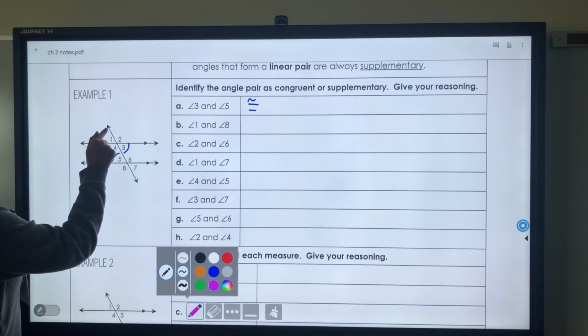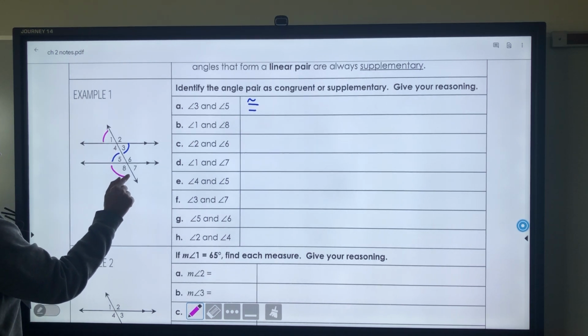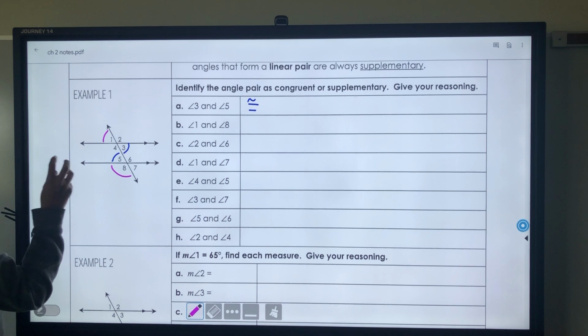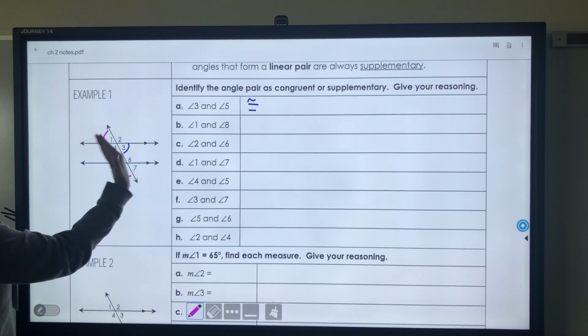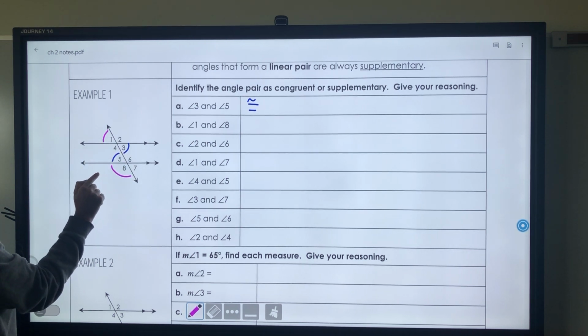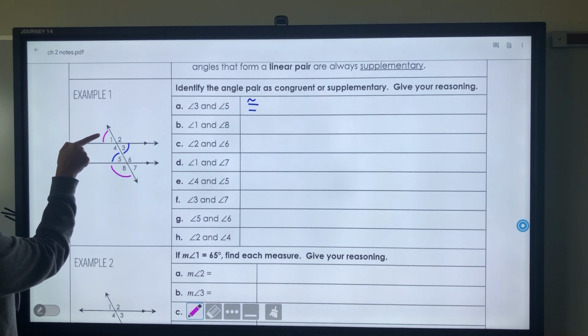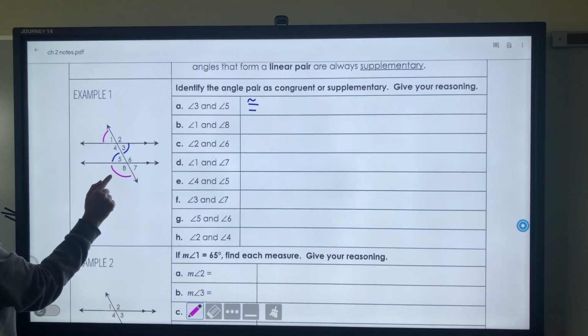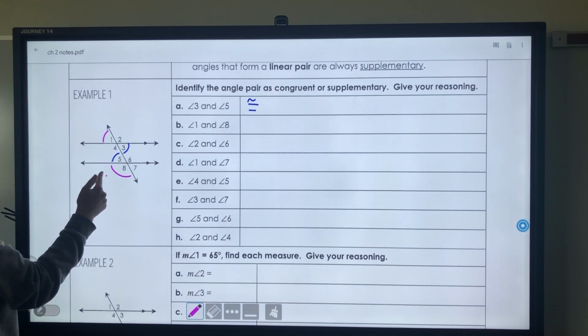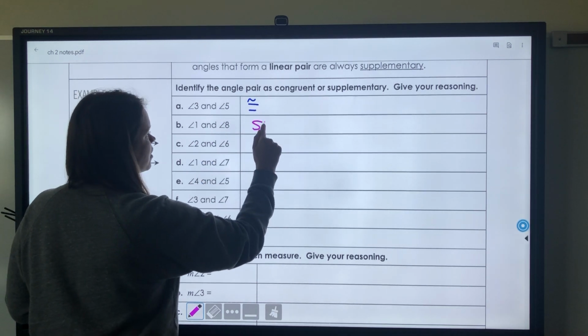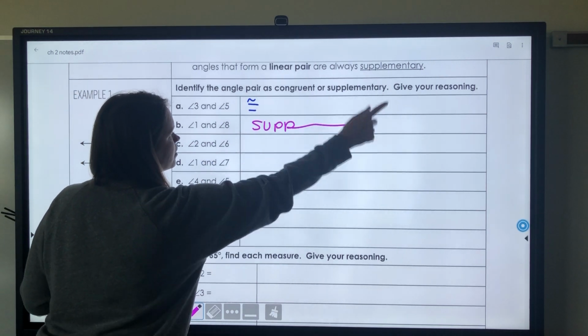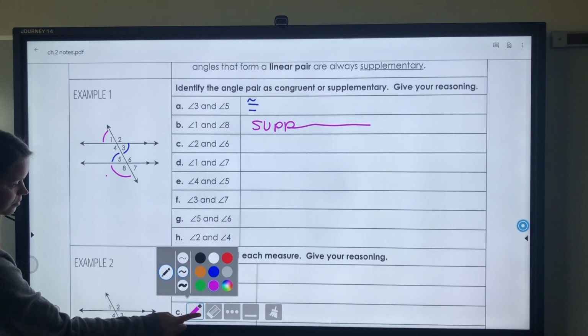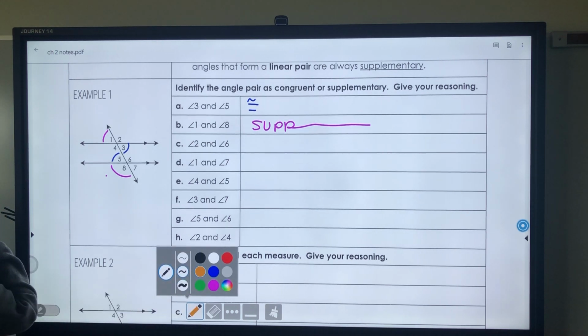1 and 8 are here and here. That was same side exterior, because they're on the same side of the transversal, but exterior of the parallels. And you can see this one's acute, less than 90. This one's obtuse, more than 90. So they can't possibly be congruent. They are supplementary. I'll just do a couple more.